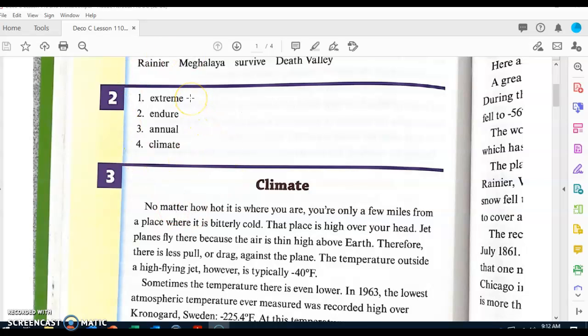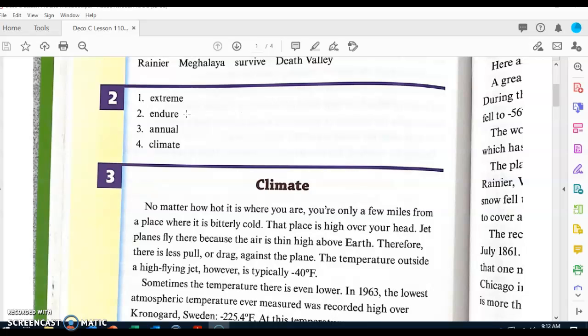We're going to talk about what those words mean. Word number 1. Extreme. Things that are extreme are far from normal. Everybody, what's another way of saying his idea was far from normal? Get ready. His idea was extreme. Number 2. What word? Endure.